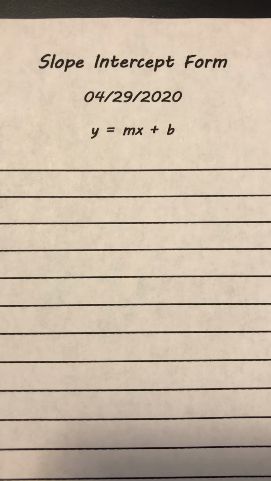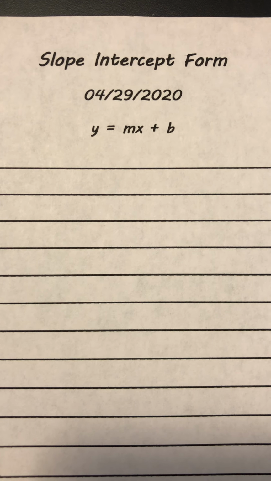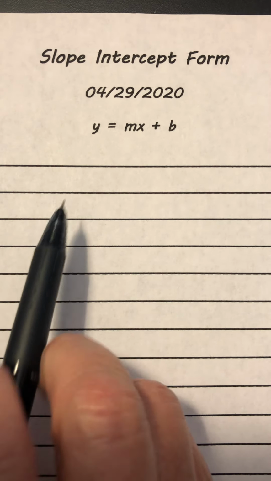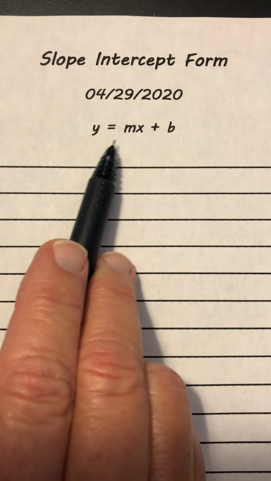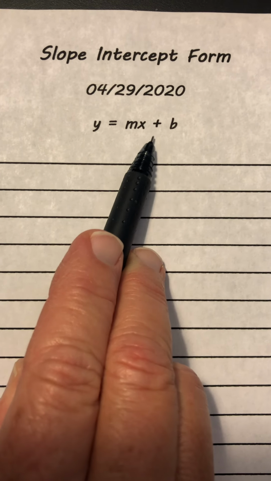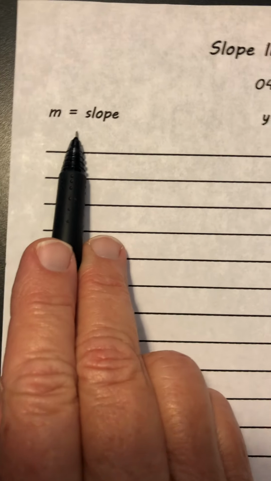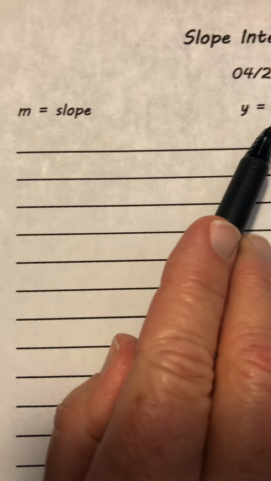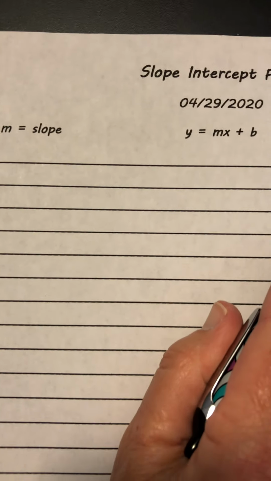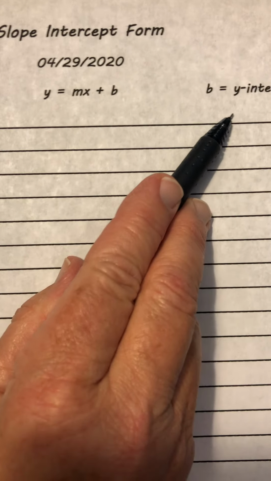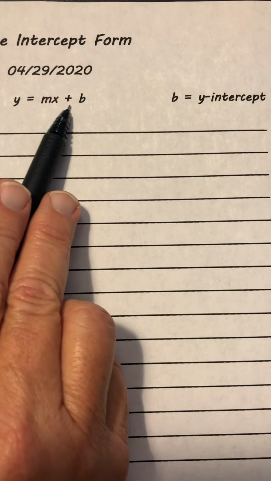Today we're going to be talking about the slope-intercept form. The slope-intercept form is y equals mx plus b. Now if you look over here on the paper, the m is where the slope goes, and the b is the y-intercept, which is here.